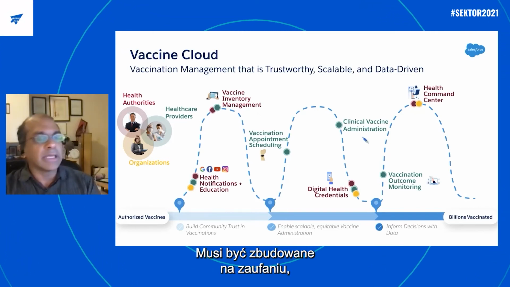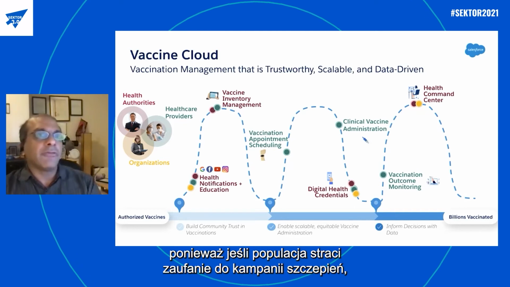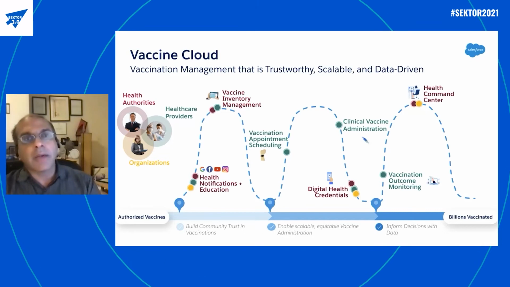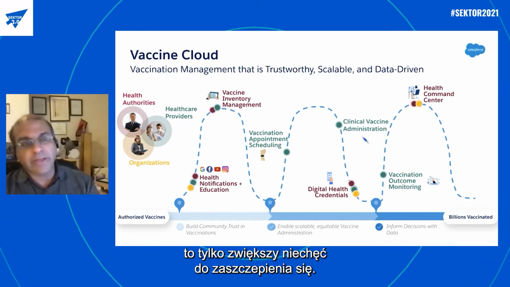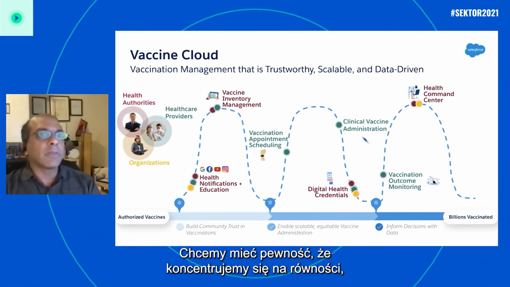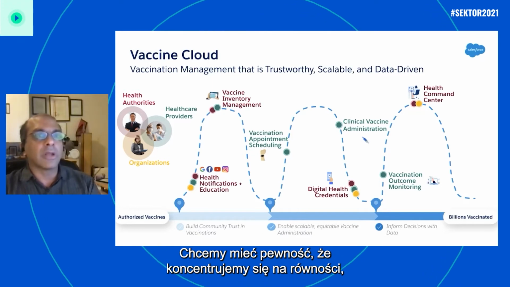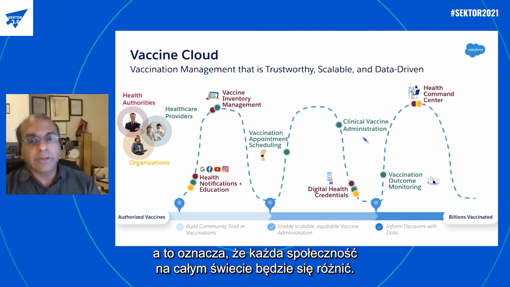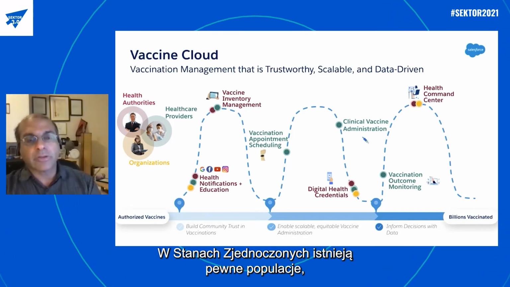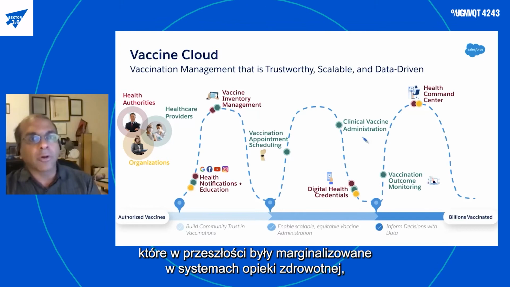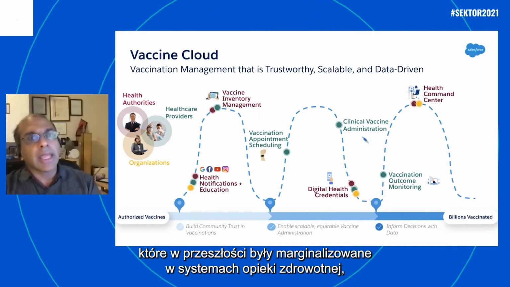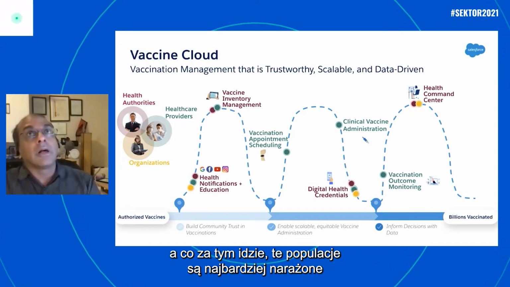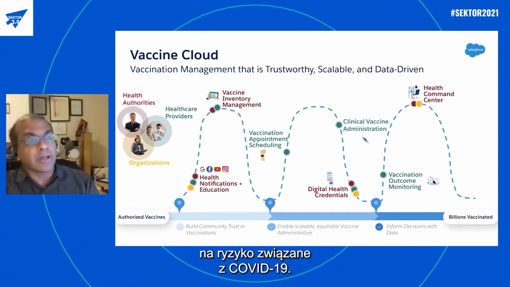It has to be built on trust, because if the population loses trust in the vaccination campaigns, that will just increase vaccine hesitancy and vaccine resistance. We want to make sure that we are being focused on equity and equality. And what that means in every community around the world will differ. Here in the United States, there are certain populations who have historically been marginalized from the healthcare system. And consequently, those populations are the highest at risk for adverse outcomes related to COVID-19.